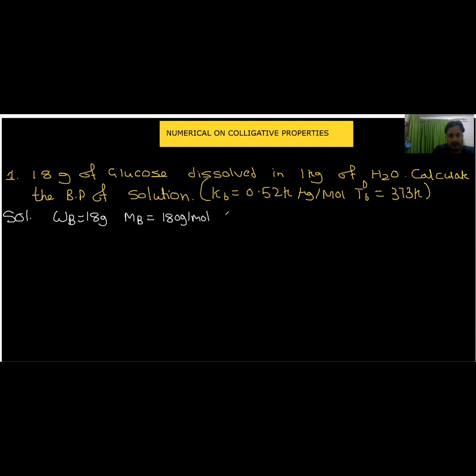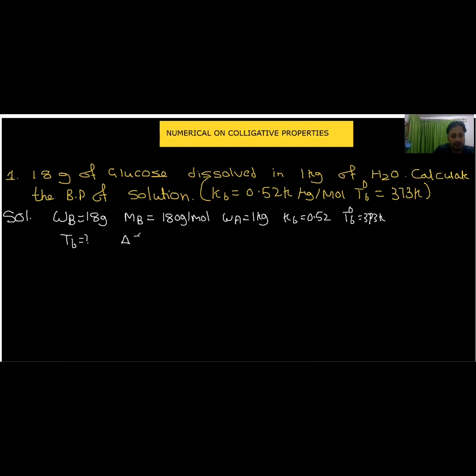The weight of the solvent is also given to you, that is 1 kg, and the value of Kb is also given, that is 0.52, while the boiling point of pure water is also given, that is 373 Kelvin. Now what you have to find is the boiling point of the solution, that is the value of Tb, which is the elevated boiling point. So let's write the formula first.